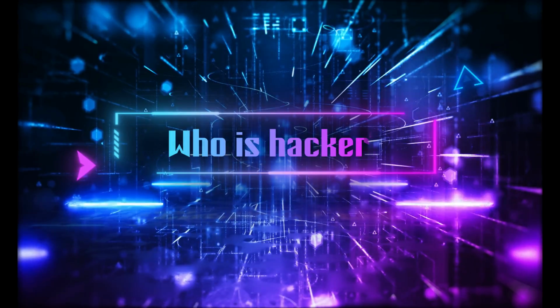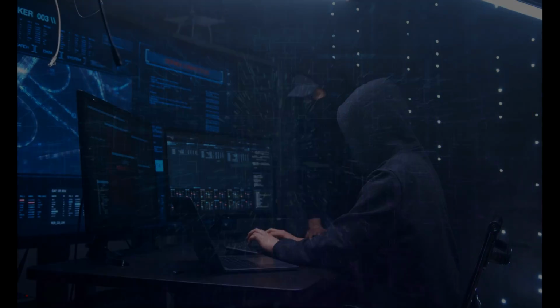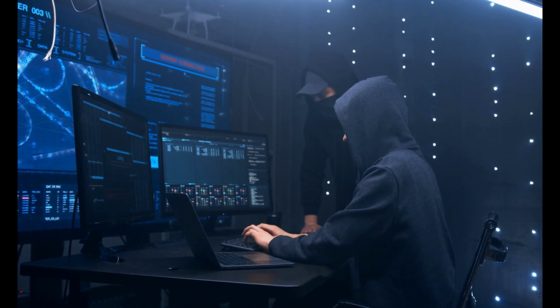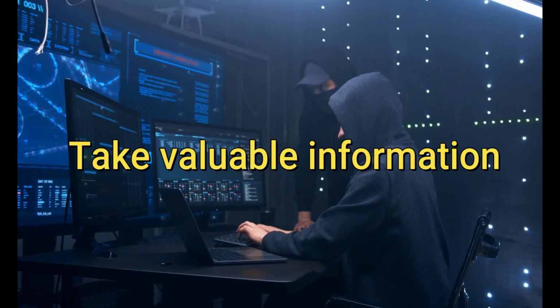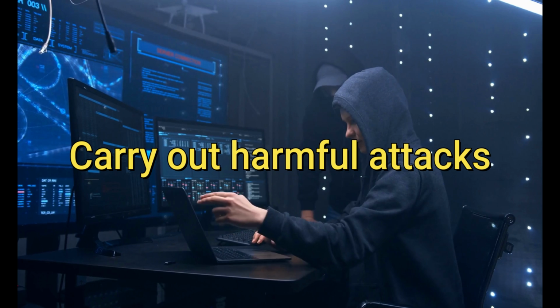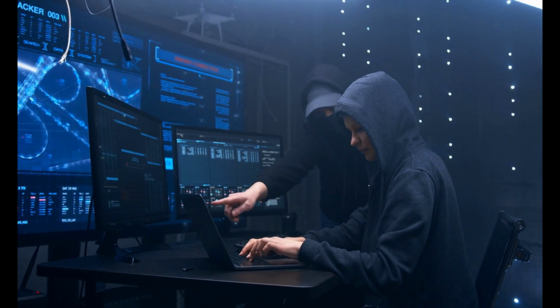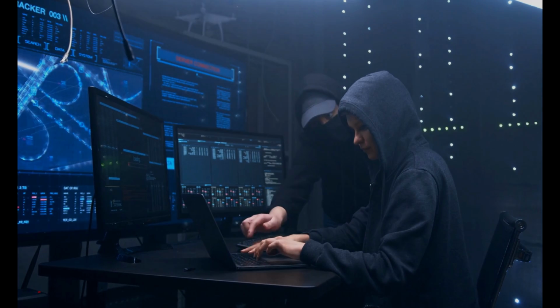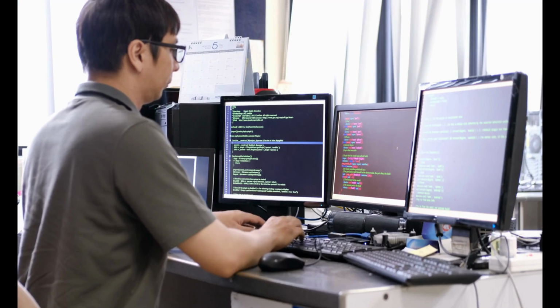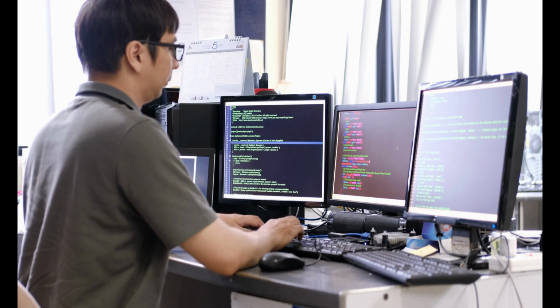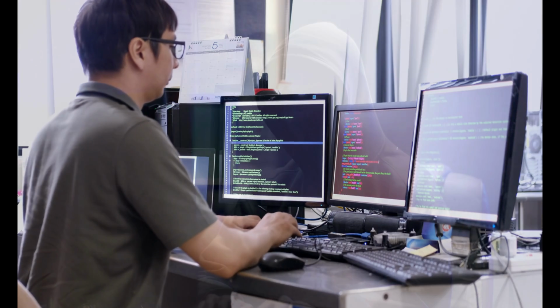Now, let's understand: who is a hacker? Like we said, a hacker is someone who gets into a system or network without permission to either mess things up, take valuable information, or carry out harmful attacks. Hackers are smart folks with great computer skills, knowing the ins and outs of a computer's software and hardware. Typically, a hacker is a skilled engineer or programmer who's good at finding weak points in a system. They often specialize in different programming languages and computer systems, diving deep into the details.